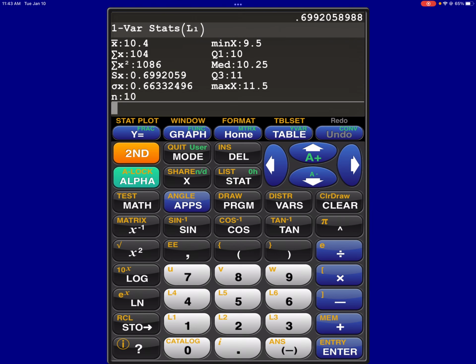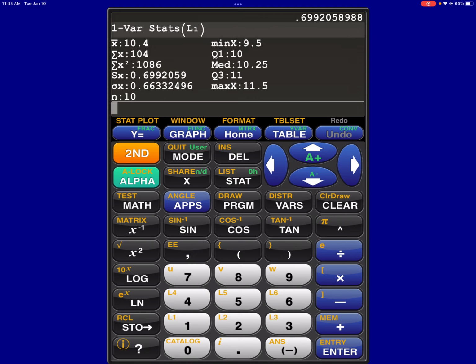So lo and behold, our standard deviation is actually built into our 1-var stats, along with our min, our Q1, our median, our Q3, our max, plus our sample mean that we've been talking about. And if we look at our Sx, notice 0.6992 is exactly the same thing we got when we calculated this by hand, so sort of by hand.